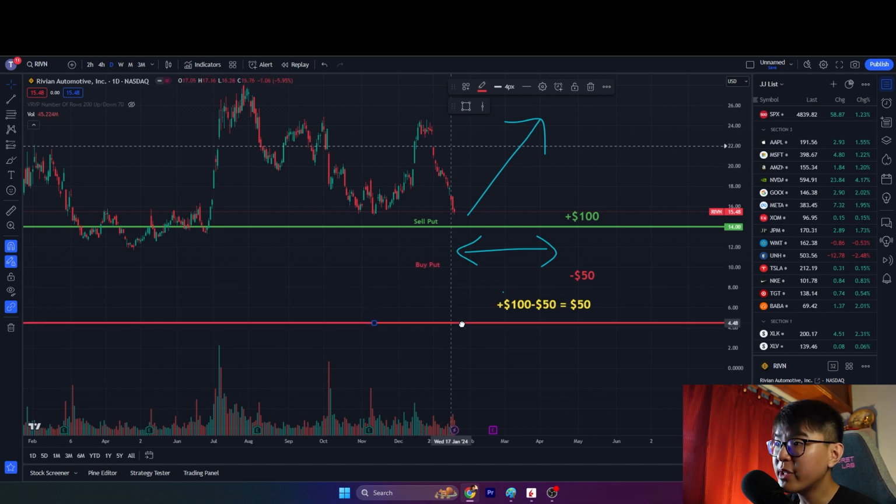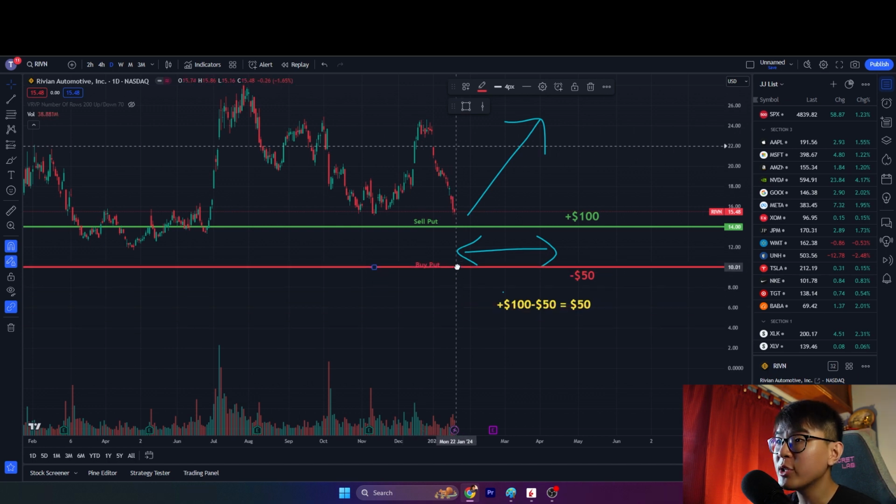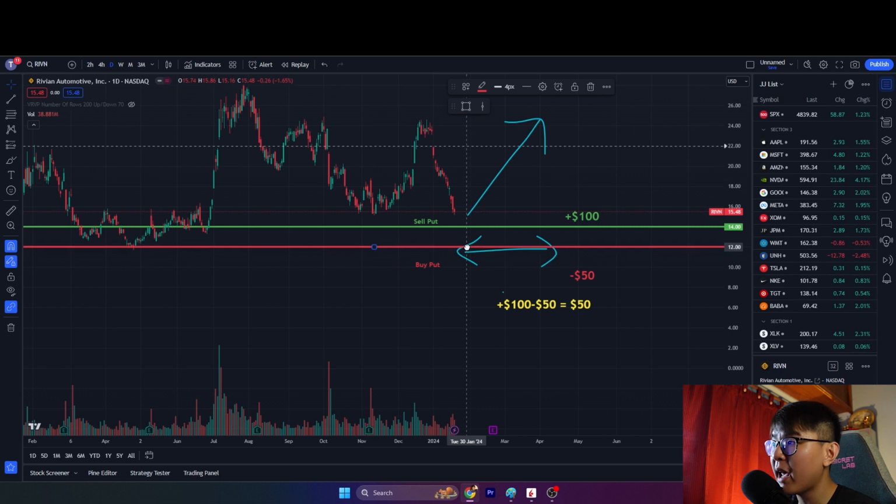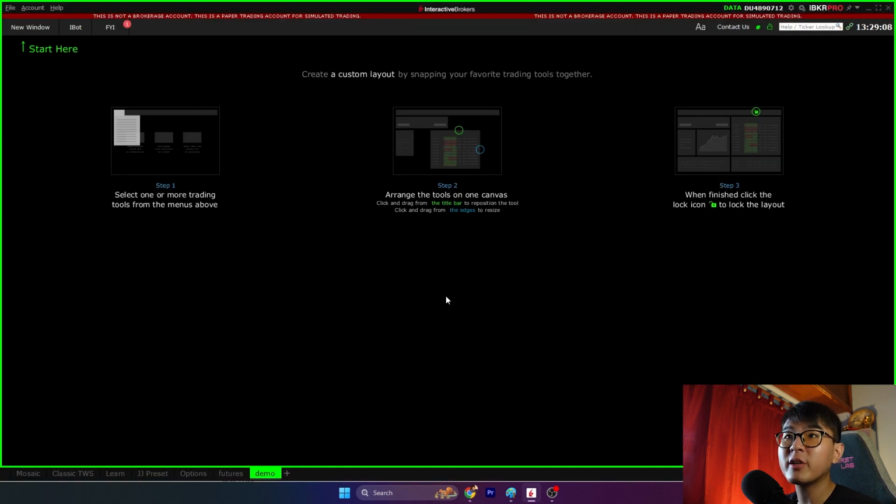On the other hand, if you shift this long put option here to be much closer to the price at which you sold the put option at, which is maybe $12 here, the maximum loss here will be much smaller, but the downside here is that the money you collect will be much lesser. I'll now move on to demonstrating this on Interactive Brokers.